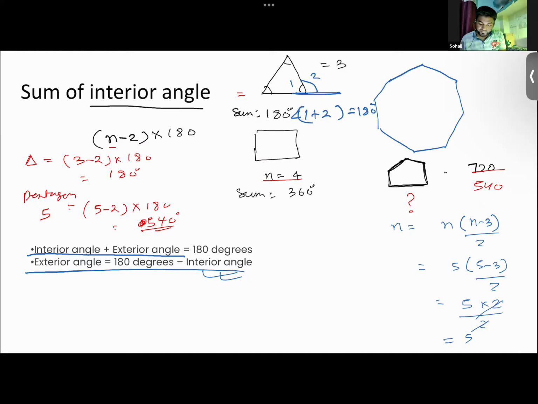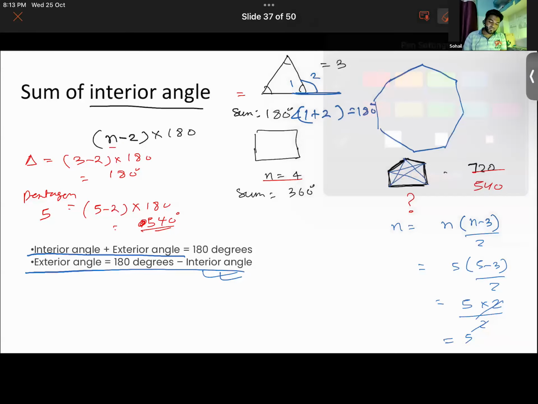So 1, 2, and then 3, and then 4, and then 5. Shall I draw that again? Were you guys able to see that? Look here.